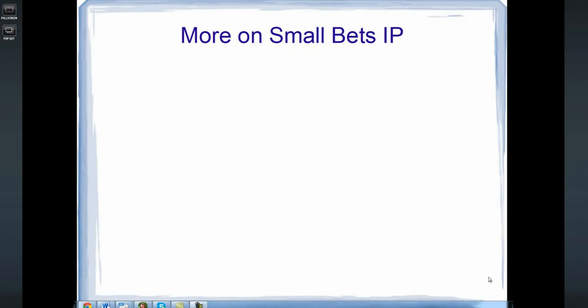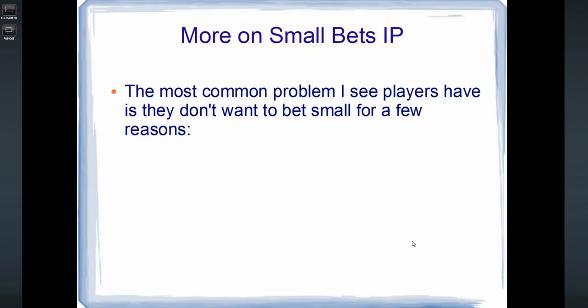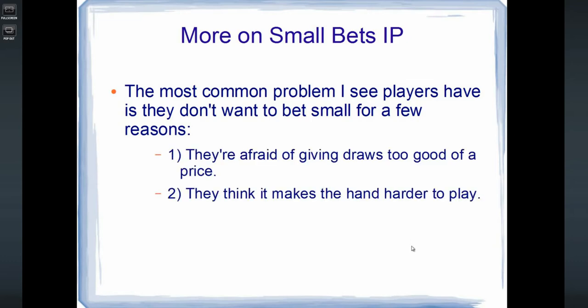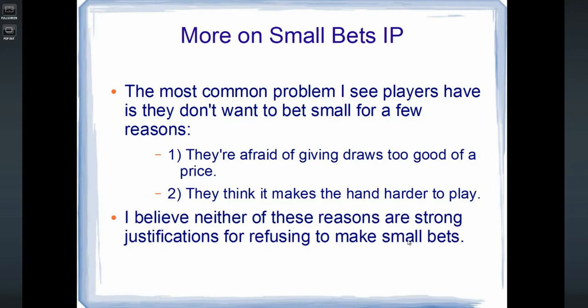So, more on small bets in position. The most common problem I see players have is they don't want to bet small for a few reasons. Number one is they're afraid of giving draws too good of a price, and they think it makes the hand harder to play. I believe neither of these reasons are strong justifications for refusing to make small bets. And when I say small bets in position, I'm usually meaning a third pot size bet or bigger. Sometimes you can bet smaller, especially in a 3-bet or 4-bet pot. But I'm usually not meaning super small bets, because super small bets that reopen the betting aren't usually going to be very effective unless our opponent's range is super polarized.